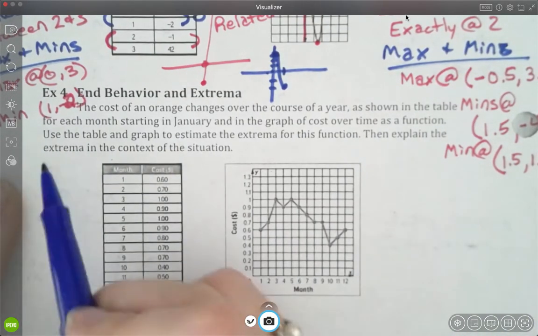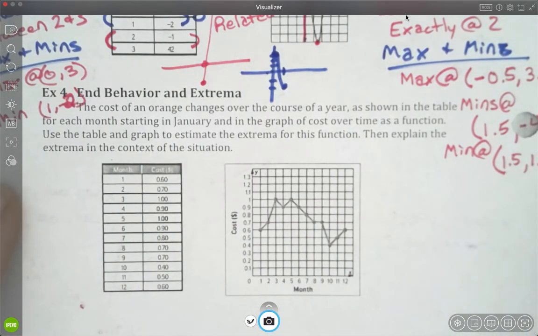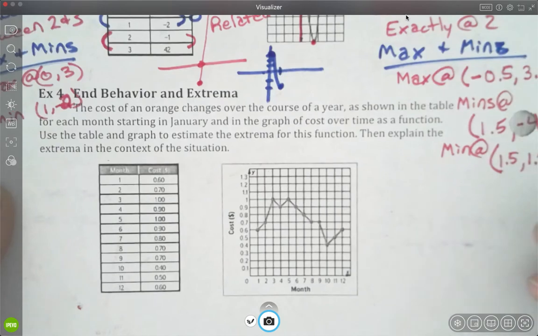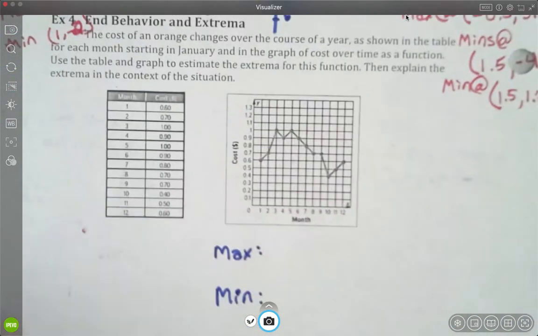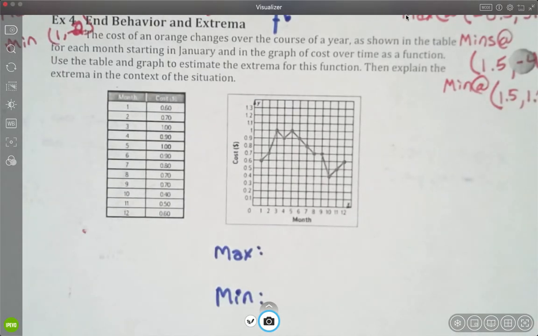Okay? All right, use the table and graph to estimate the extrema for this function. Oh my gosh. Holy cow. Okay, so maxes and mins. Let's talk about maxes and mins. We're almost done. Where are the maximum months? Let's just list the months out. Okay, where is the highest price relative? Okay, the highest relative price where we don't want to buy.